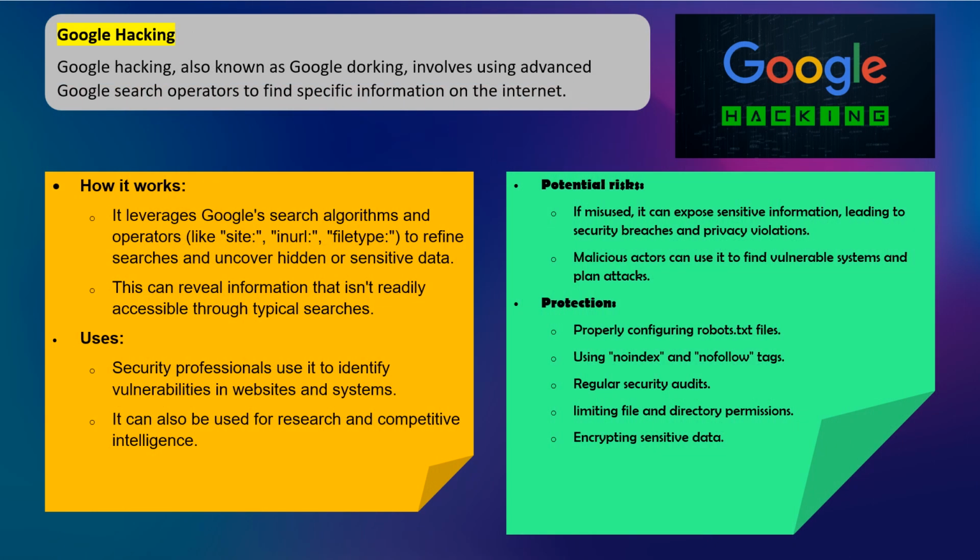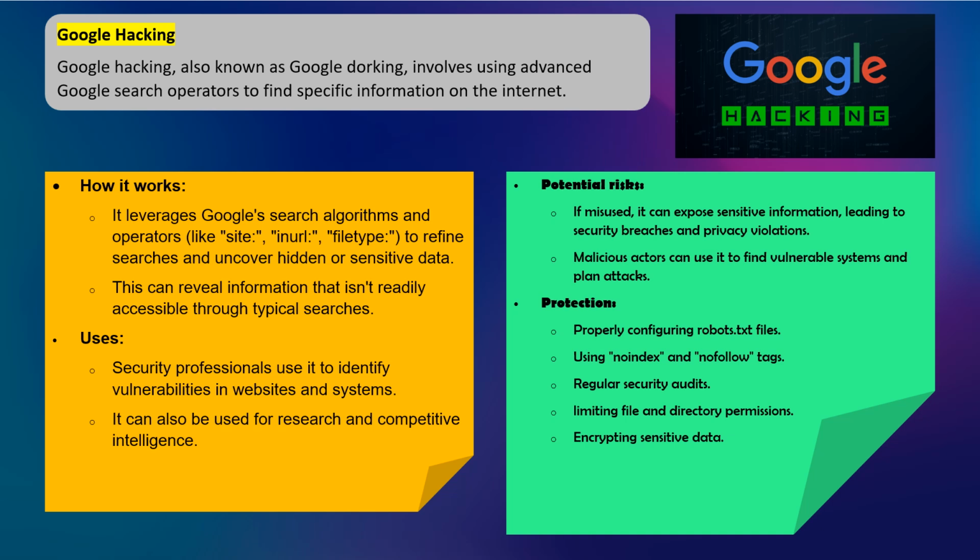Google hacking. Google hacking, also known as Google dorking, is a technique used to find hidden or sensitive information on the internet using advanced search queries. It works by leveraging Google's search operators, such as site, inurl, and filetype, to refine searches and uncover confidential information.